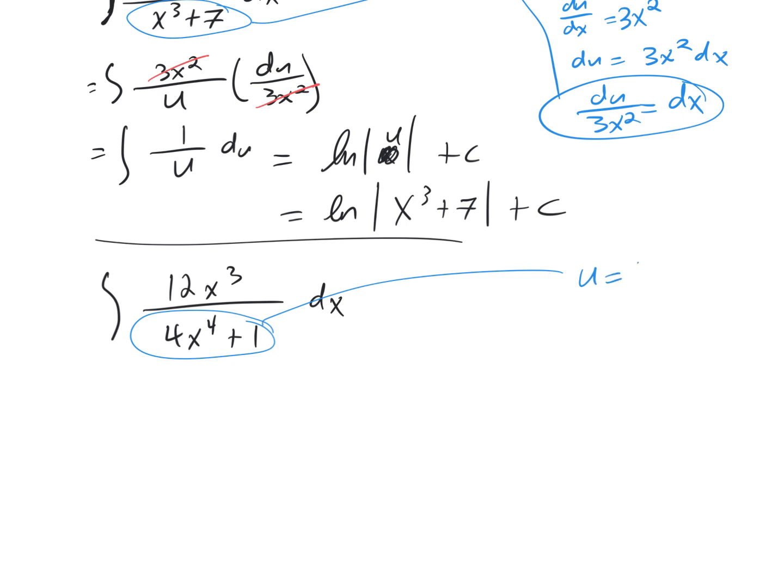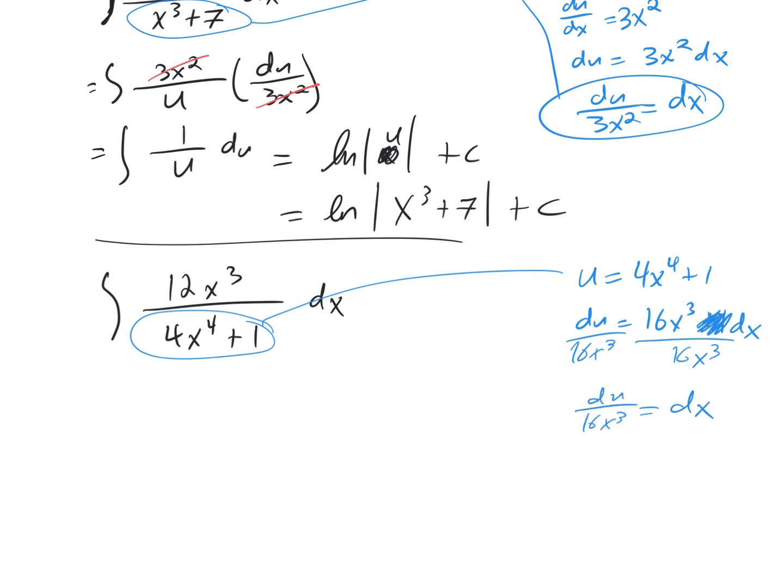U is equal to 4x to the 4th plus 1. Du is equal to 16x cubed, I'm sorry, 16x cubed dx, right? The derivative of 1 is 0. And then when you divide both sides by 16x cubed, you get dx is equal to du over 16x cubed. So this thing is going to get subbed back in for the dx.